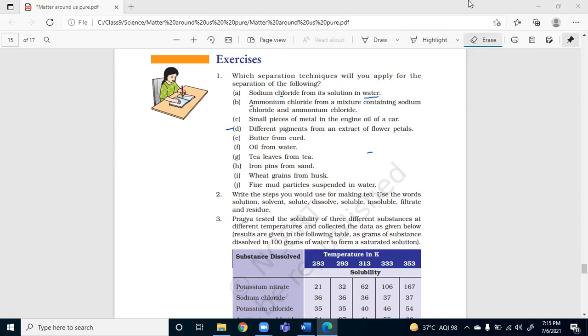Ma'am, in this question, do we have to write which method will be used to separate? You need to write the steps which are involved in making tea, and in between, you have to use these words. These are help words which you have to take. Okay, ma'am.